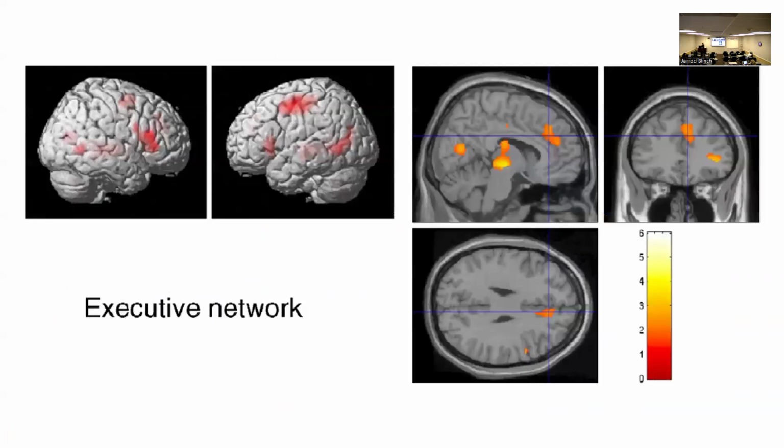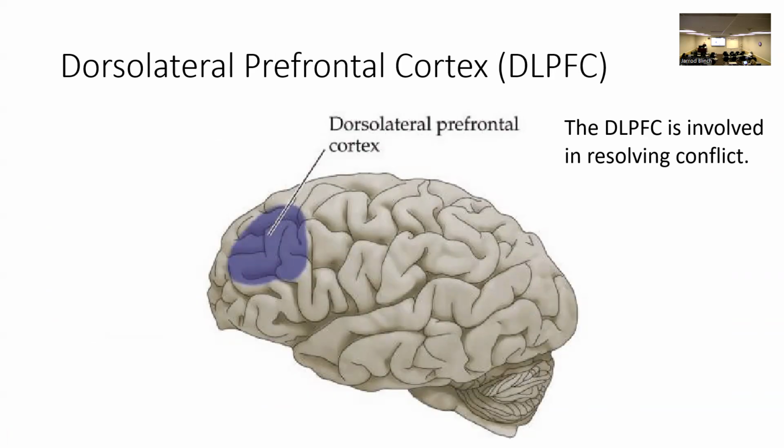So if we go back here, that's probably what they're showing over here. So it'd be more on the surface, and these ones are deeper regions. So, okay, there's a conflict. We've got arrows different ways. Then the dorsolateral prefrontal cortex would take over and have to resolve the conflict and somehow know that, well, we want to do the middle one and not the flankers.